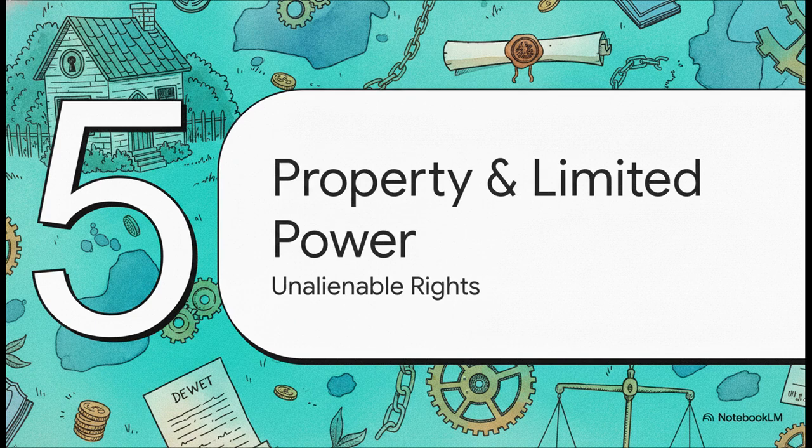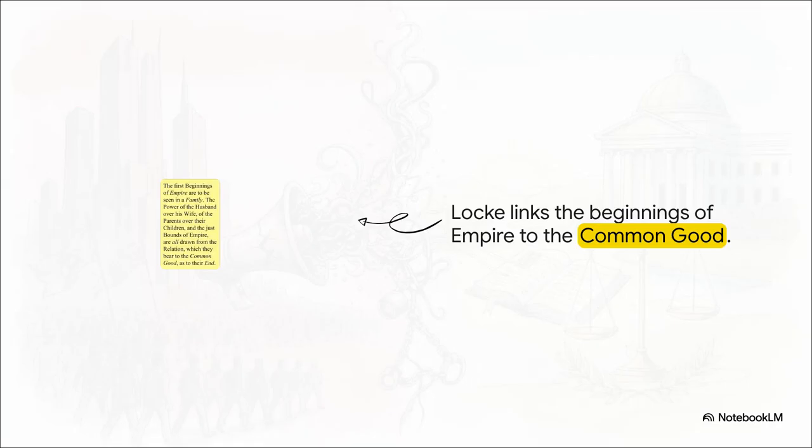Section 5. Property and limited power. When we look at original texts from philosophers like John Locke, we can really trace how English constitutionalism tied supreme power directly to preserving the common good rather than just exploiting people. Locke made the case that government is naturally and necessarily limited by the very reasons it was established in the first place. Think about it.